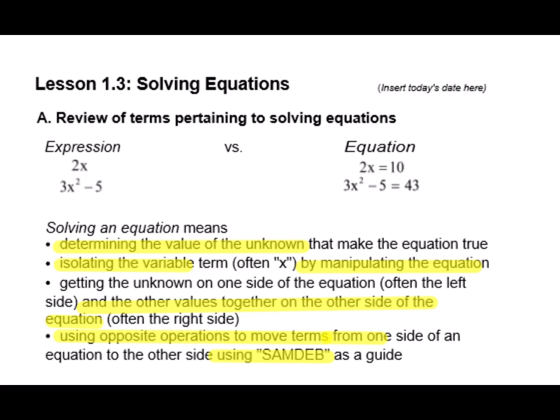One of the things that we have to do is isolate a variable. It means to just simply manipulate the equation, making sure that one side of the equation just has numbers and another side of the equation just has a variable, or something is isolated, left by itself on one side of the equation, either the left or right. Now, we use the opposite operations of BEDMAS, and we refer to that as SAMDEB for the rest of this lesson.